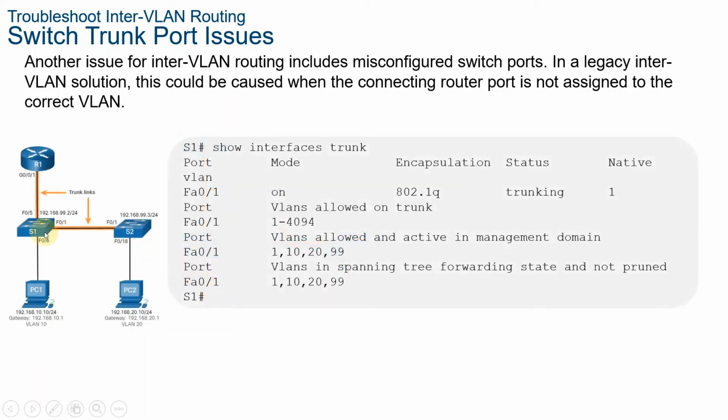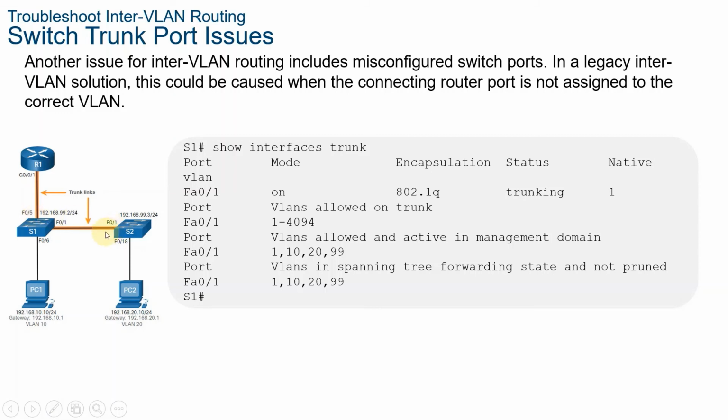Now on switch 1, verify that the port connecting to R1, which is Fa0/5 here, is correctly configured as a trunk link using the show interface trunk command, as shown here. So that is Fa0/5.